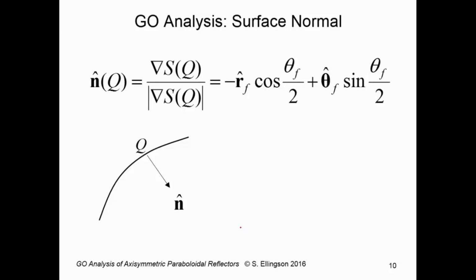So now we're ready to come up with an expression for the surface normal. It is the gradient of the parameterized surface function divided by the magnitude of that thing, and we end up with minus r_f hat cos(θ_f/2) plus θ_f hat sin(θ_f/2). So a relatively simple expression. And you can see now that there should be no φ_f component because this surface normal to the paraboloid should never have a φ_f component. You can probably visualize that quite simply.